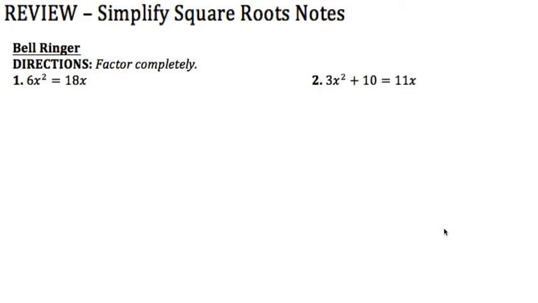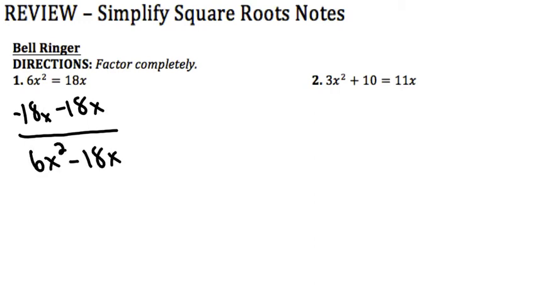So remember, our first step is we want to make this equal to 0. So I need to subtract 18x from both sides. Now remember, we cannot combine this with the 6x squared because they don't have the same exponent. So I want to write these next to each other. So 6x squared minus 18x equals 0. My right hand side, everything cancels. I'm just left with 0.